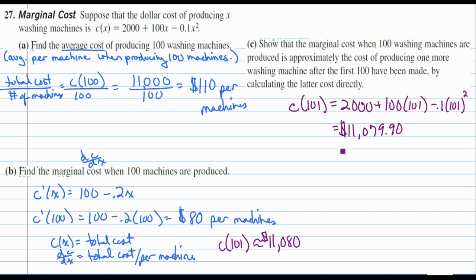So I got $11,079.90. So we were off by 10 cents. So our marginal was 10 cents more than following the cost function. So basically what we're saying here is the cost of producing 101 machines minus the cost of producing 100 machines, determined by plugging that into the function, is $79.90, which is about C prime of 100, and C prime of 100 is 80. So they are about equal.